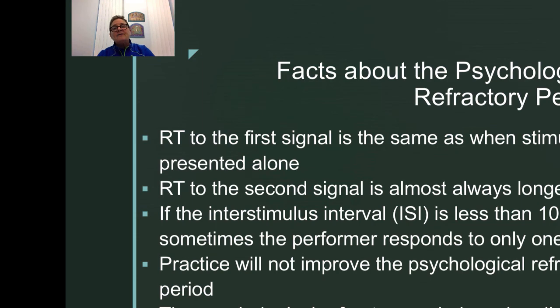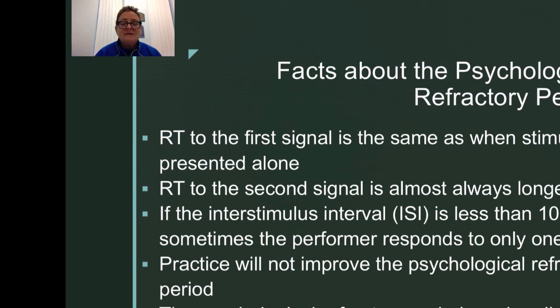So some facts about the psychological refractory period: the reaction time to the first signal is almost always the same as if signal 1 had been presented alone. The reaction time to the second signal, the movement to the right in this case, is almost always longer. You need to have at least an interstimulus interval, in other words, the period of time between the movement to the left, the fake, and the movement to the right. If it's less than 100 milliseconds, sometimes the respondent or the performer will only respond to one signal. They won't respond to both of them.